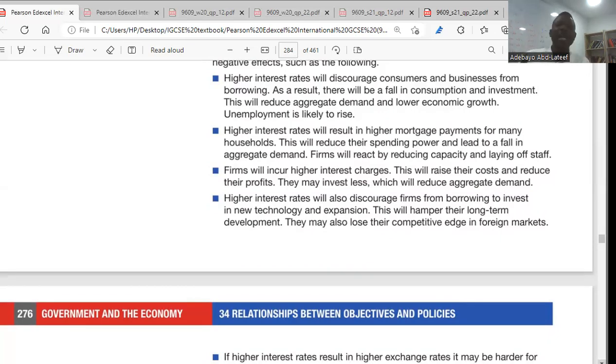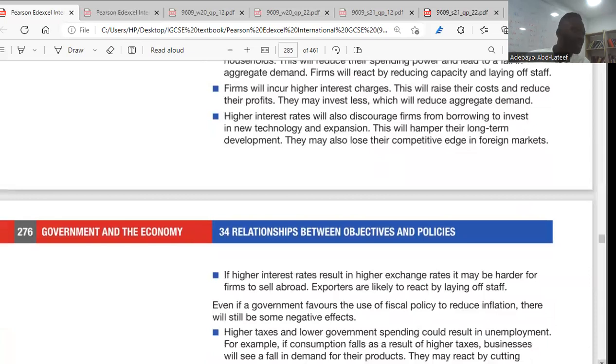And the last point here, they said higher interest rates will discourage firms from borrowing to invest in new technology and expansion. This will hamper their long-term development. They may lose their competitive edge in foreign markets. So another point here is this: if interest rate is increasing, firms that need to borrow to improve or to get the latest technology or equipment would not be able to do that. As a result, it would hinder their expansion. So if they are unable to expand, they won't be able to enjoy economies of scale.